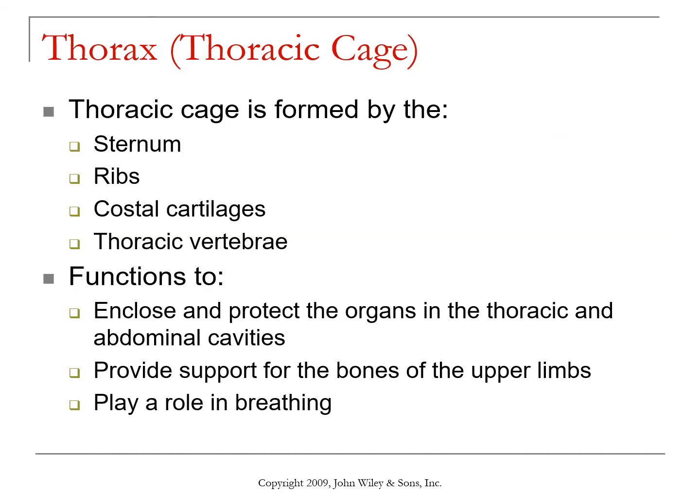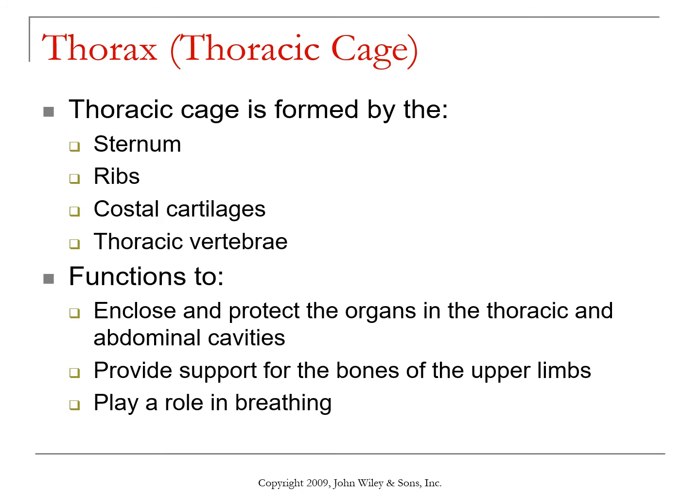We will finish up this lesson by discussing the structures that make up the thorax, also known as the thoracic cage or the rib cage. The thoracic cage is formed by the sternum anteriorly, the ribs, which run from the sternum laterally and posteriorly to the thoracic vertebrae, and the ribs connect with or articulate with the sternum through large pieces of costal cartilages.